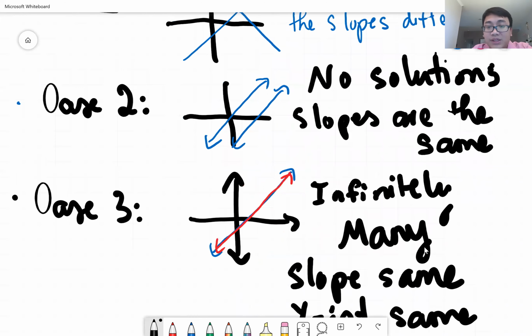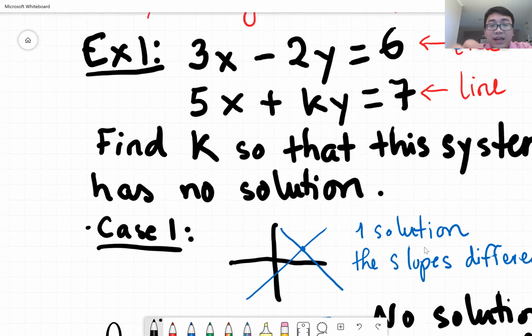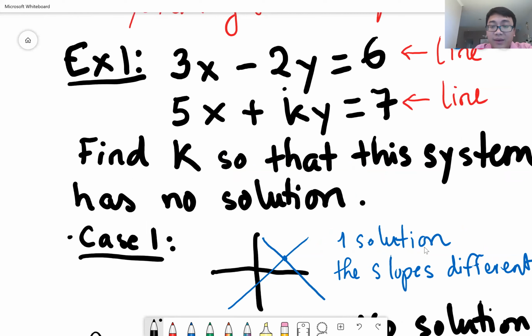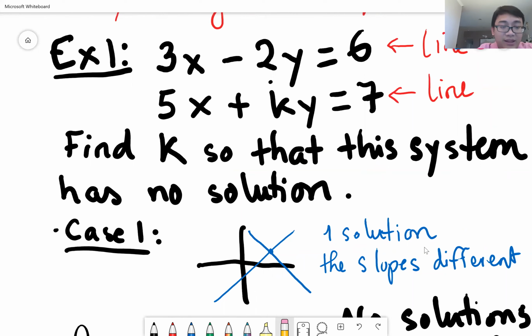Okay, so how do we do this? We know there are 3 cases. You want no solution. That means you want to find the slope of these 2 lines. They must be the same. So back in the day, when you learned how to find a slope, you solved for y and you solved for the slope, right? Let's try to do it that way.